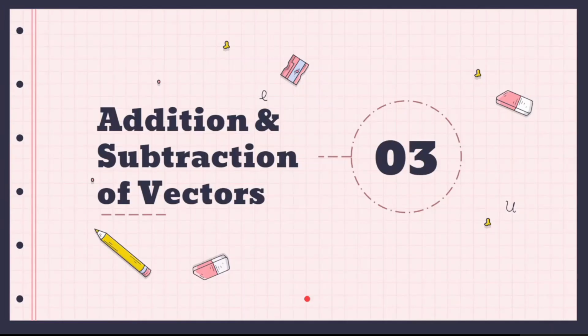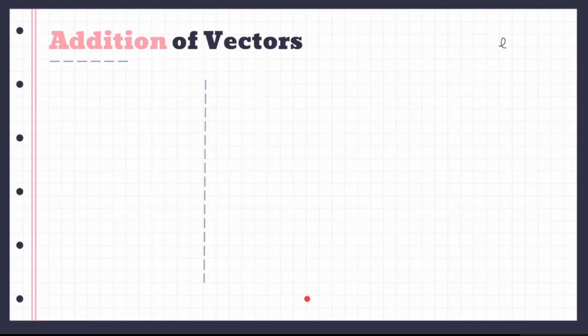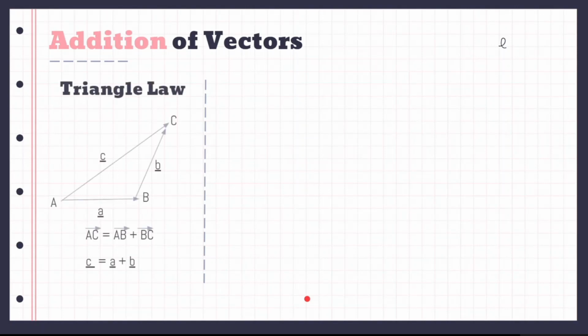Next, we are going to talk about addition and subtraction of vectors. Addition of vectors. There are two laws for addition of vectors. First is the triangle law. In order to find AC, we can see that AC can be expressed as AB plus BC. Hence, it's also equal to a plus b.